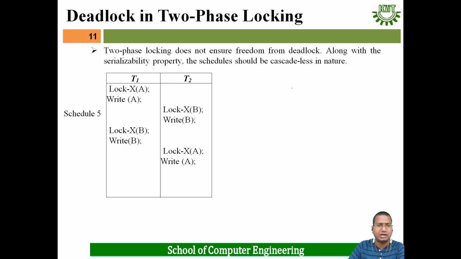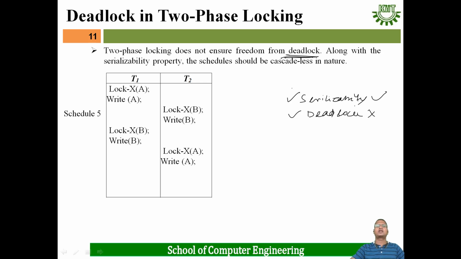Now we'll see that two-phase locking does not ensure freedom from deadlock. Actually, in the case of the basic locking protocol we have seen a data inconsistency problem, a deadlock problem, and another problem was that serializability was not guaranteed. That's why the two-phase locking protocol came, and it always guaranteed serializability. We have seen that, but here it is telling that deadlock may be a problem in the case of two-phase locking protocols.